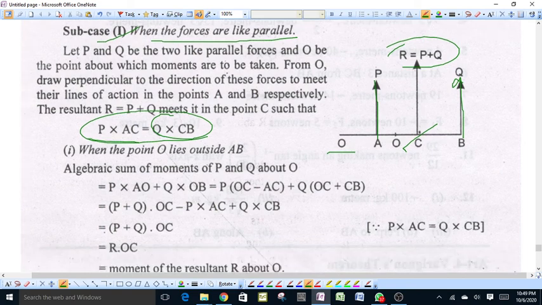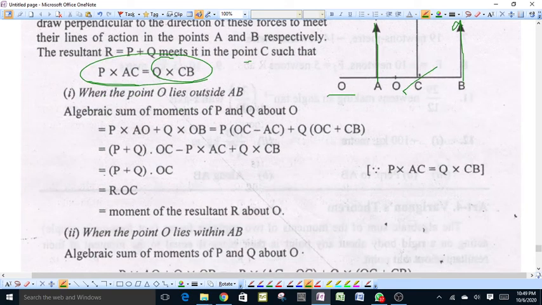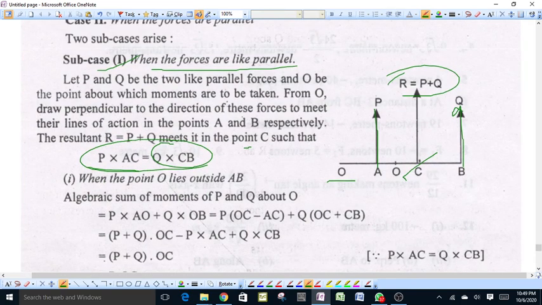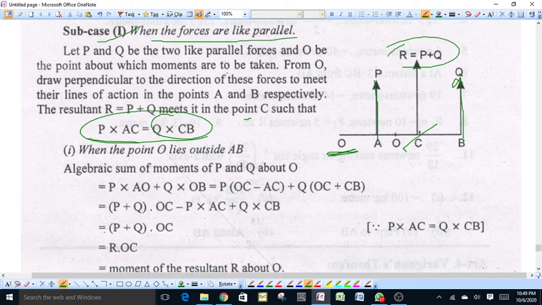We have already proved that for like parallel forces this point C lies on AB in such a way that P into AC is equal to Q into CB. Now we take moments about point A. We take the first case when point O lies outside AB.